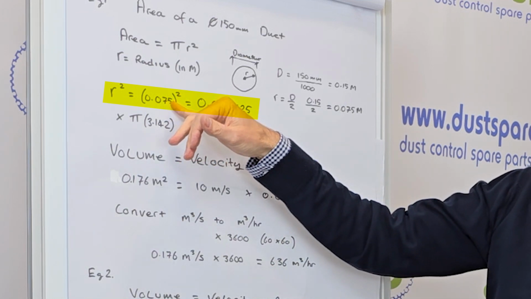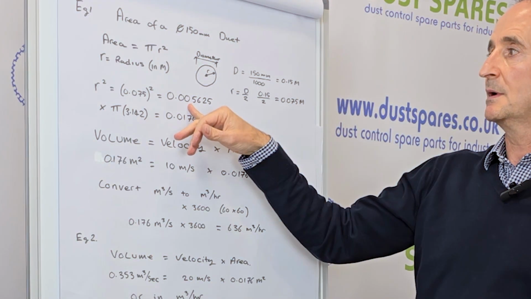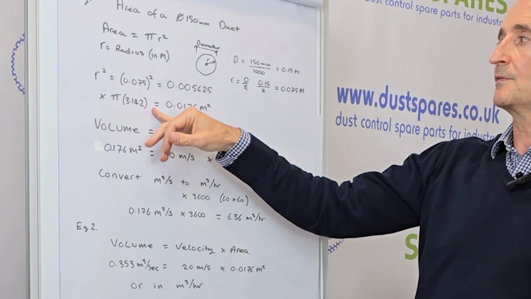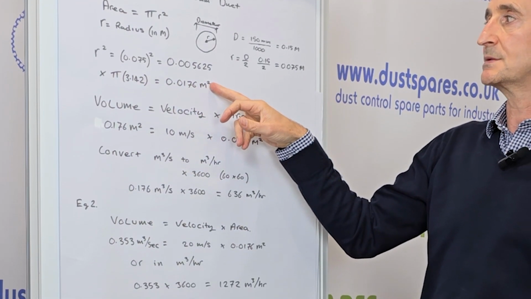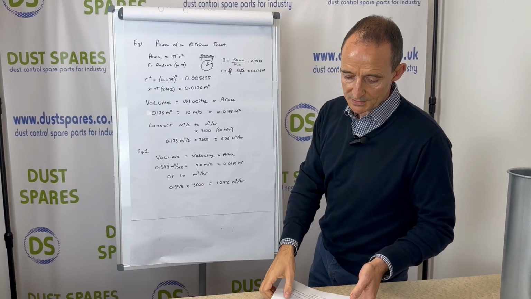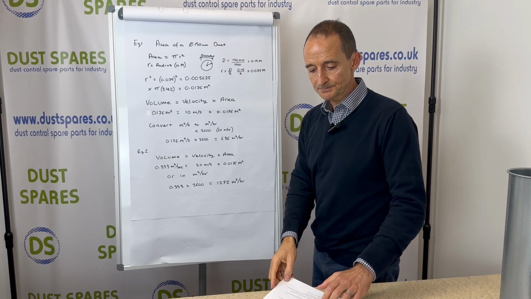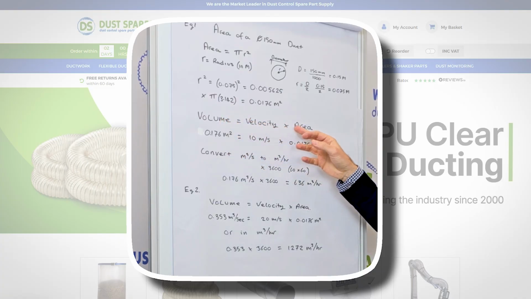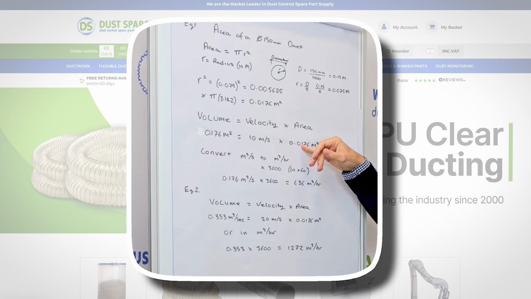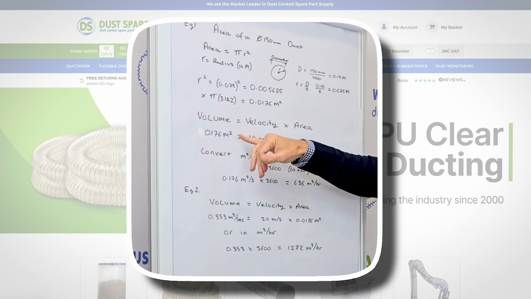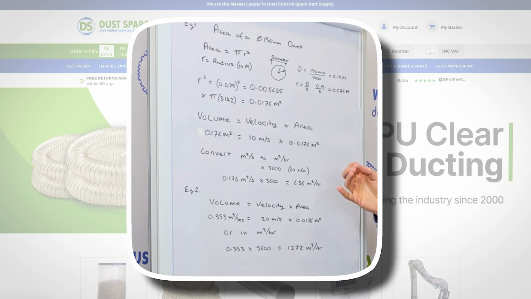So if we're squaring the radius, that gives us this number, and then we times it by pi, 3.142, which gives us 0.0176 meters squared. So if you want to use the formula to work out the volume, volume equals velocity times area. So in the first example, 10 meters a second times the area, 0.0176, gives us a volume of 0.176 meters cubed per second.